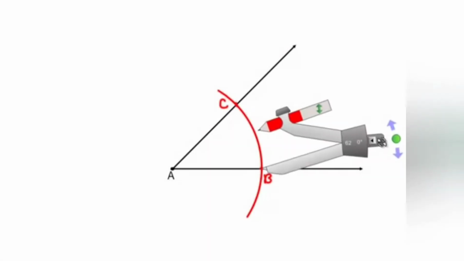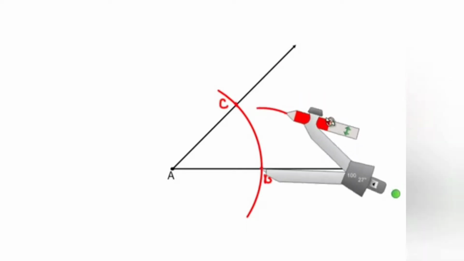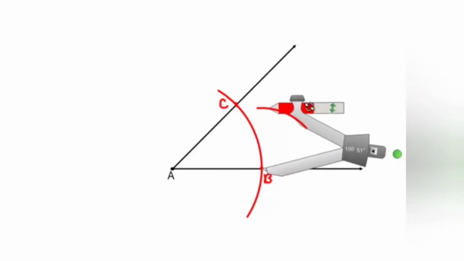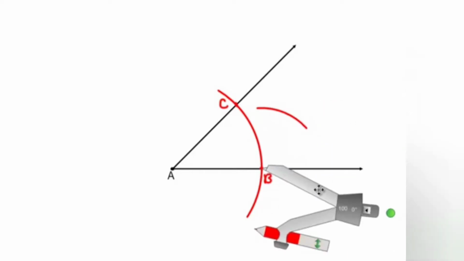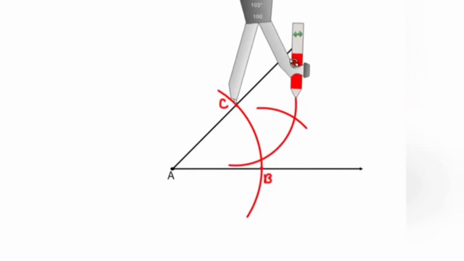So next, put the needle part of the compass at point B and draw an arc that extends past the center of the first arc you made. Next, put the needle part on point C and make an arc that cuts the first arc that you made. Notice that these two arcs intersect at a point. We could name this point D.